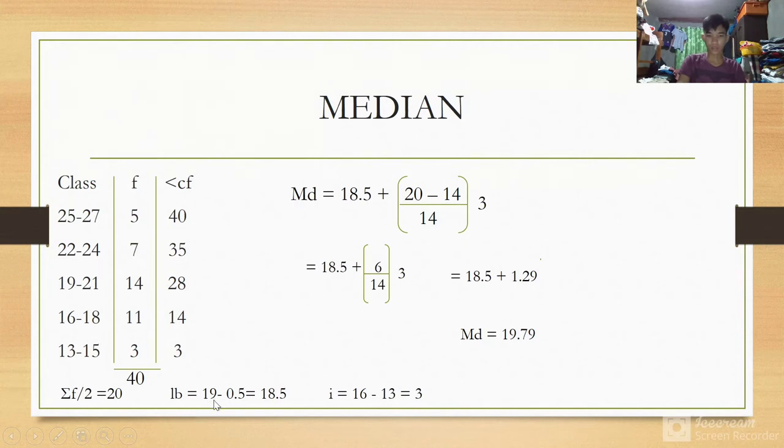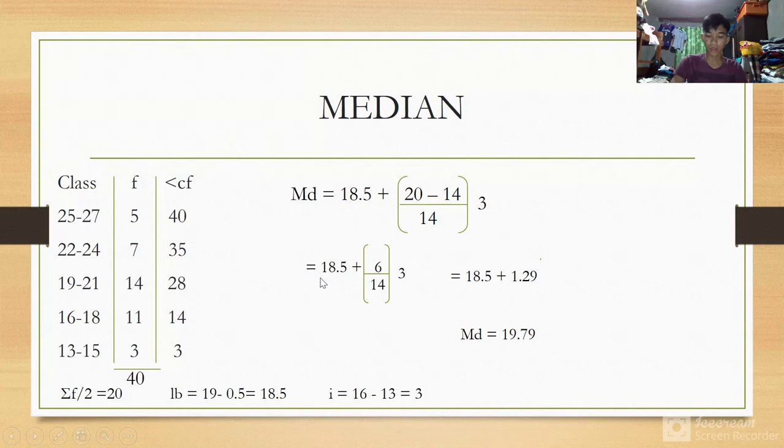The lower boundary of the median class is 18.5. Find the class width, so we just subtract the lower limits: 19 minus 16 is 3. And the median is 18.5 plus the product of 20 minus 14, divided by 14, and 3.